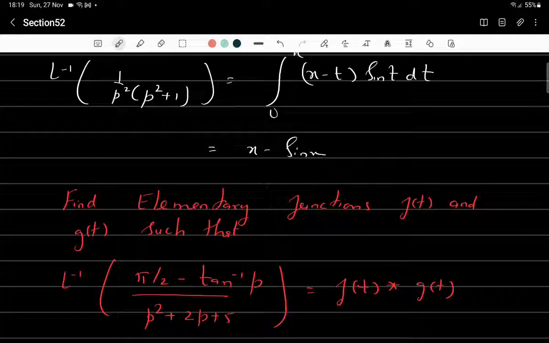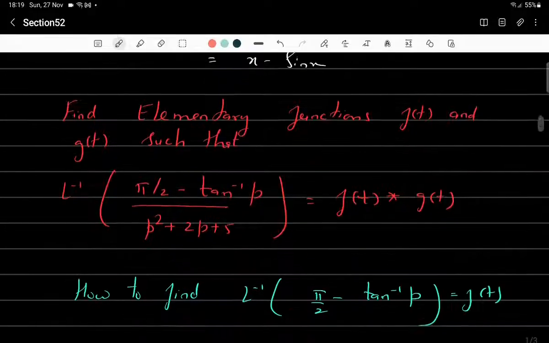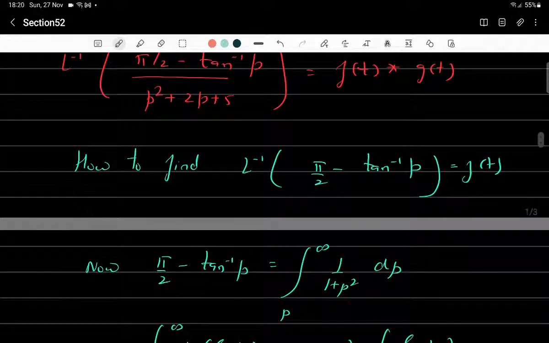So if you see this one, then I can recall what tan inverse p is. Pi by 2 minus tan inverse p is the integration from p to infinity of 1 by 1 plus p square dp. Now let's think how to proceed. 1 by 1 plus p square is the Laplace of sin t. So it will become the integration from p to infinity of Laplace of sin t dp. Still it is not resolved.